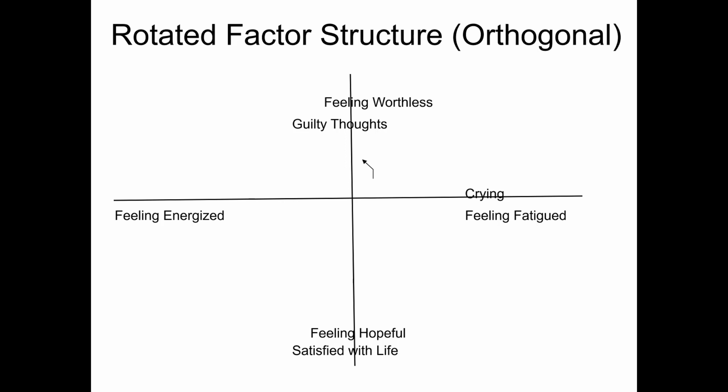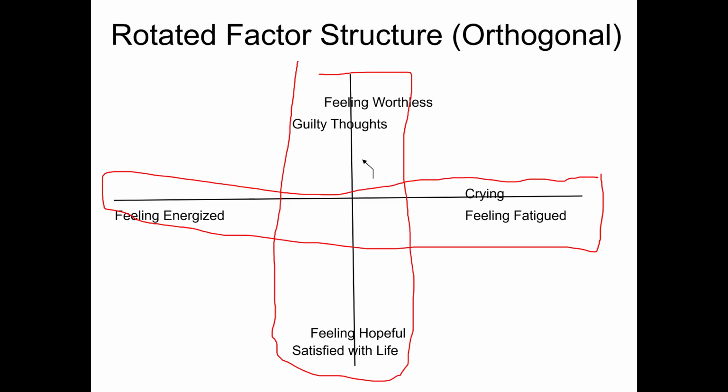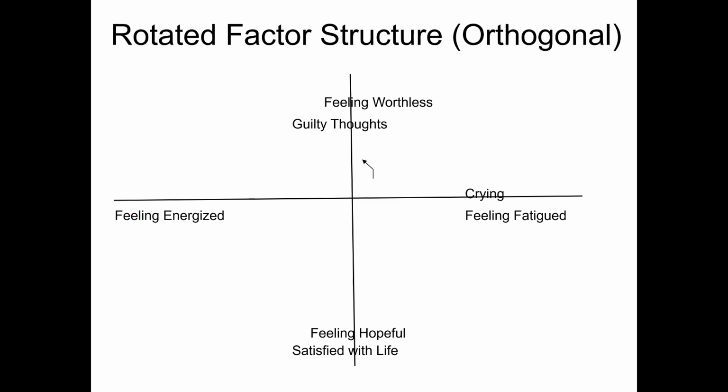So now on this one factor, I have the cognitive components of depression. And on this other factor, I have physiological components of depression, and the items line up with a positive or negative direction on each of these factors. So again, the rotation makes things easier to interpret. And this is an orthogonal rotation. Because I have 90 degrees here, nothing is correlated with anything else. If I have an oblique rotation, I'm allowing those factors to correlate with each other.